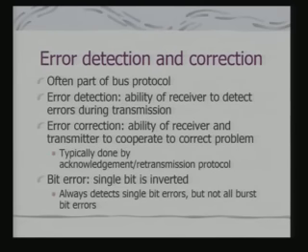So, what is error detection? Ability of the receiver to detect errors during transmission. Error correction, ability of the receiver and transmitter to cooperate to correct the problem. So, it is typically done by an acknowledgement or retransmission protocol. But when you are doing an isochronous transfer, you really do not have a provision for retransmission. So, there has to be some kind of post processing to take care of those errors.